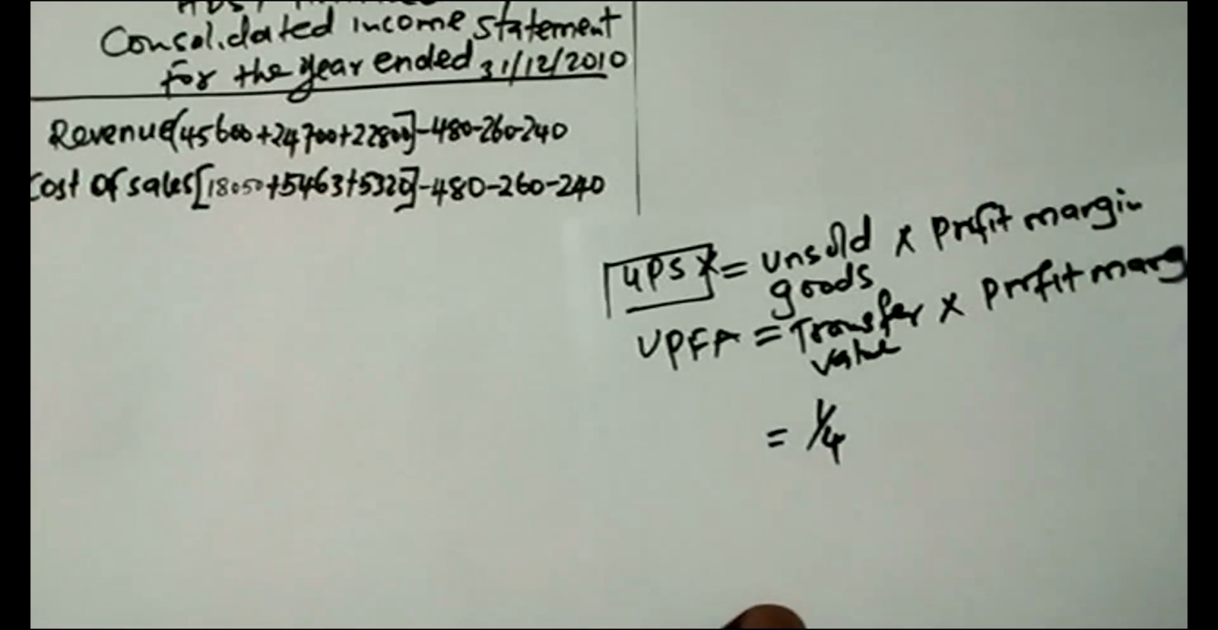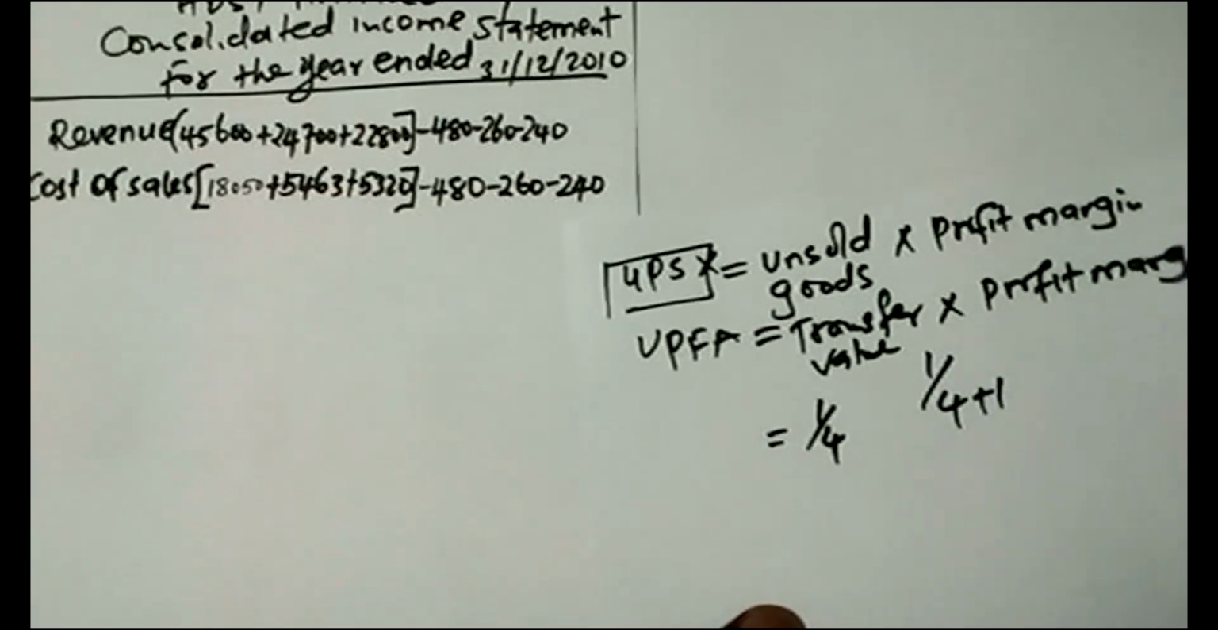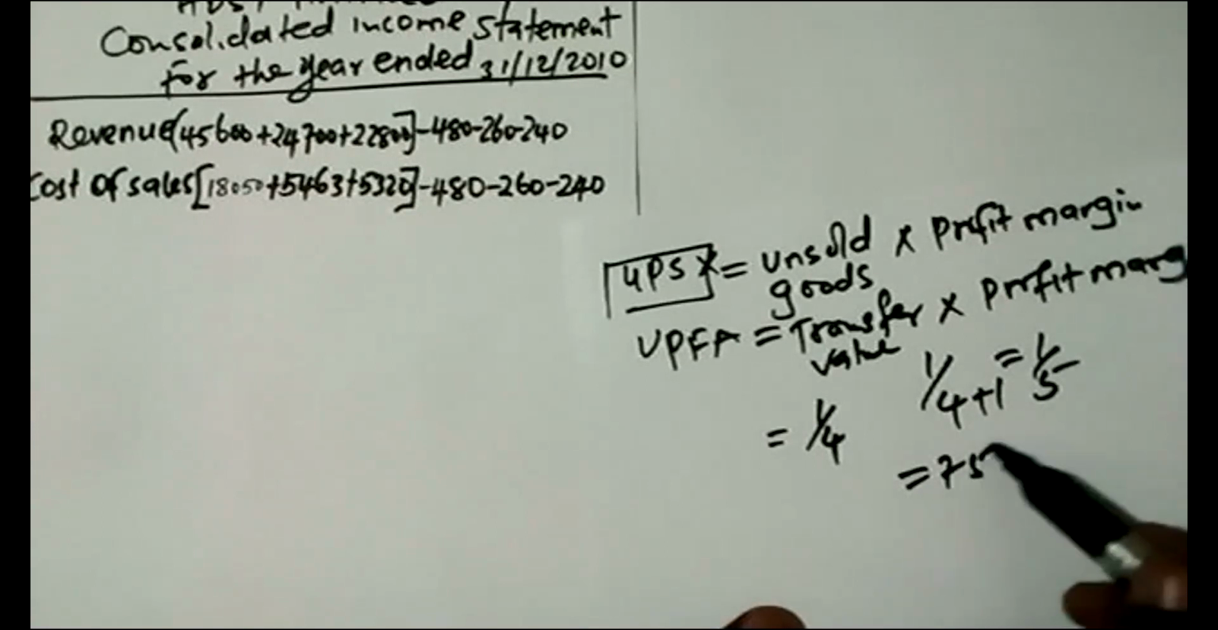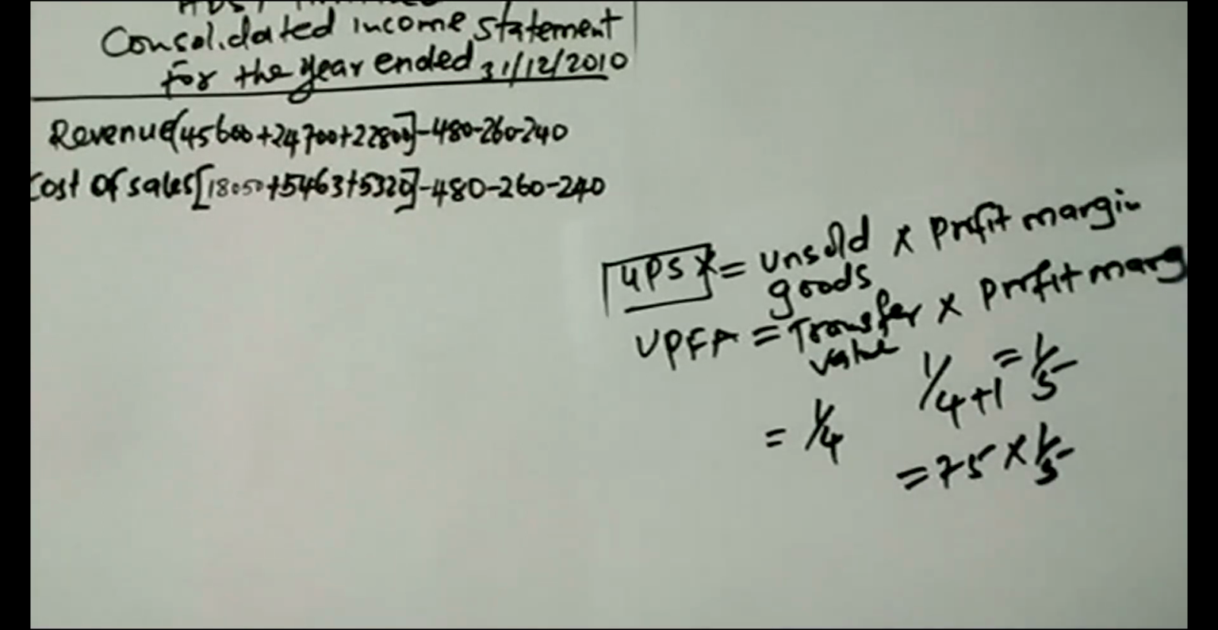So we need to change it to margin. To change it to margin, I will say 1/4 plus 1. I need to add the numerator to the denominator so that I get a fifth. After getting a fifth, I will check the unsold goods, which is 75 times a fifth. So 75 divided by 5. What are you getting? 15.